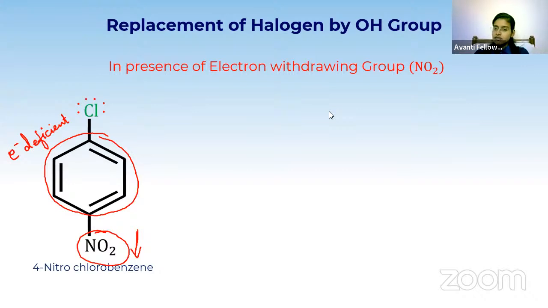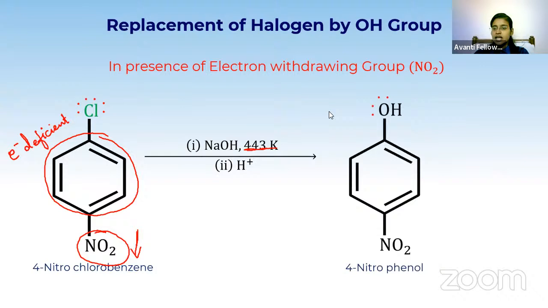So instead of waiting for 623 Kelvin, at 443 Kelvin itself, the Cl can be replaced by OH, leading to the formation of 4-nitrophenol. Okay. Suppose I don't want to wait for even 443.